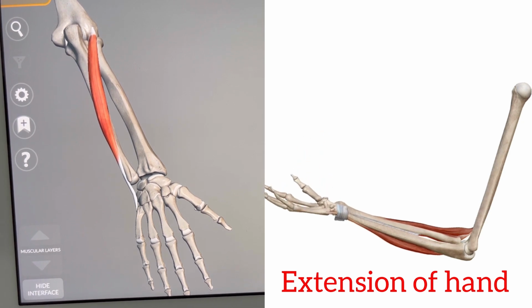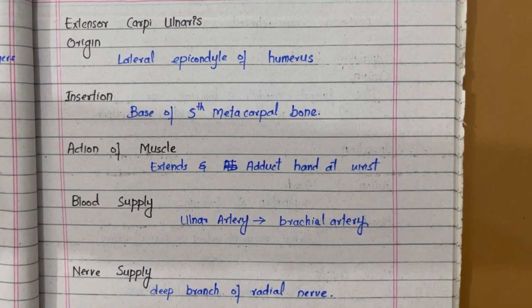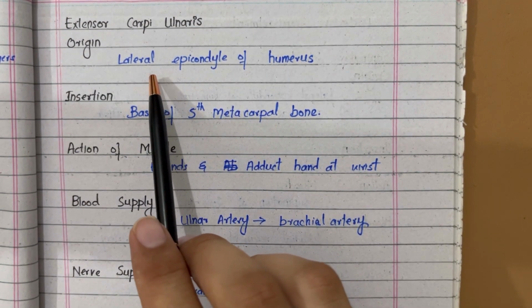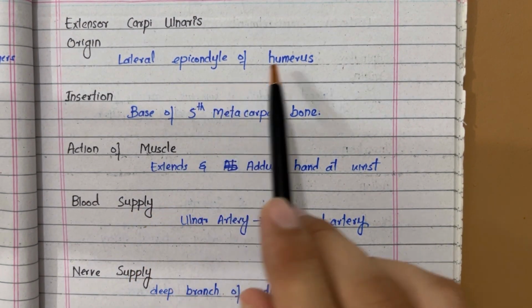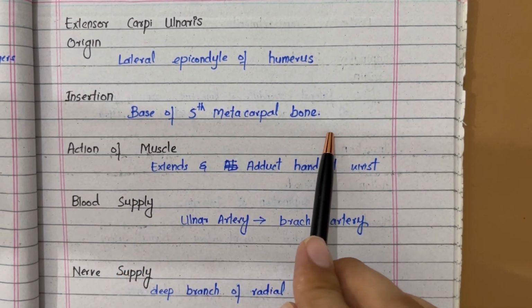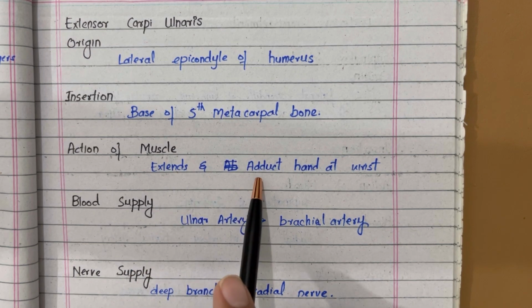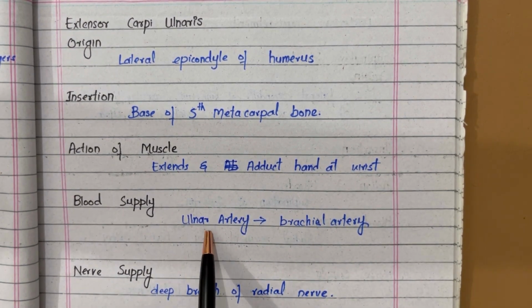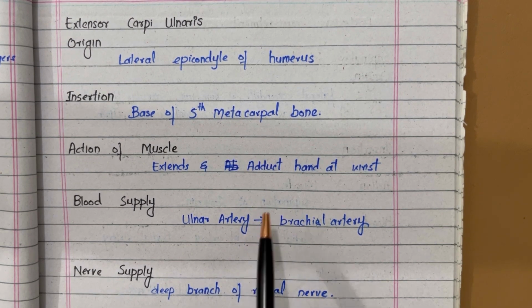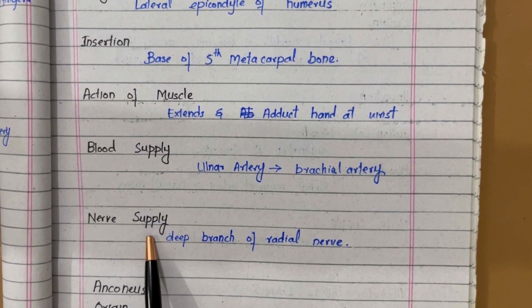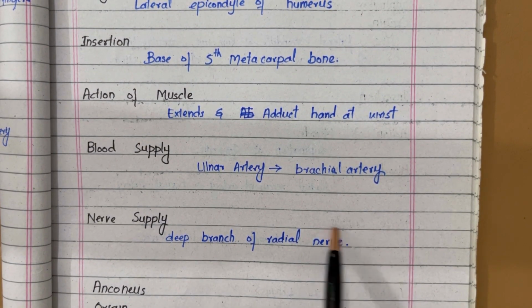Now student, as we have discussed the anatomy of the extensor carpi ulnaris muscle, here we will overview this muscle. It originates from the lateral epicondyle of the humerus bone and inserts into the base of the fifth metacarpal bone. It plays an important role in the extension and the adduction of the hand at the wrist. It is supplied by the ulnar artery. Student, the ulnar artery is the branch of the brachial artery. Now the innervation of the extensor carpi ulnaris muscle is the same, the deep branch of the radial nerve.